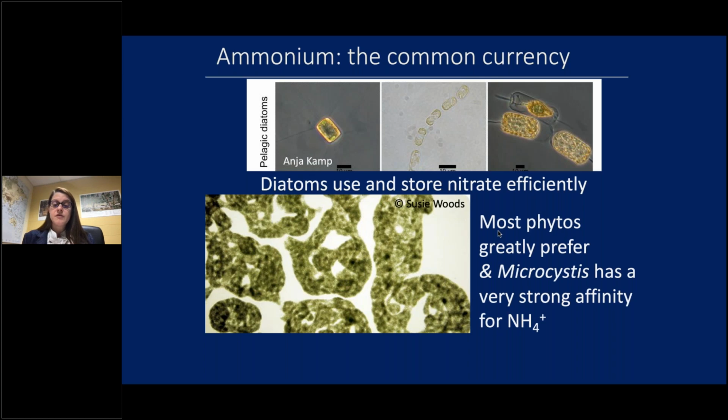And while diatoms use and store nitrate really efficiently and they're quite good at it, cyanos greatly prefer and are really, really good at taking up urea and ammonia. It's not that they can't use nitrate, they do. It's just that they use urea and ammonia first based on their nitrogen control ladder.